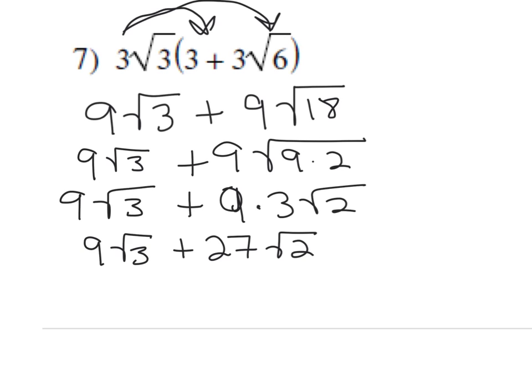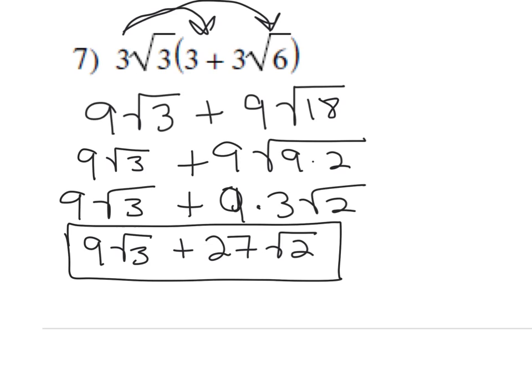a 9 root 3 and a 27 root 2. These roots are not the same. So since they're not the same, we cannot combine them. So we are finished. Put a box around it and we're done.